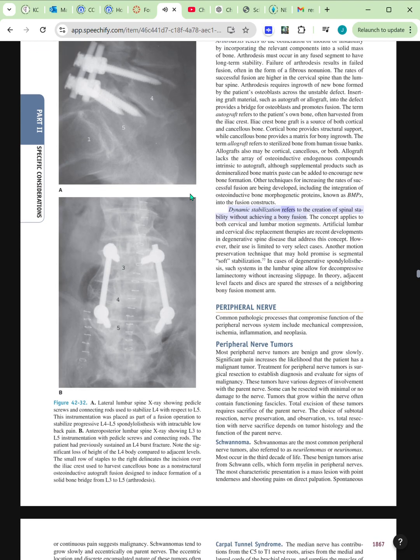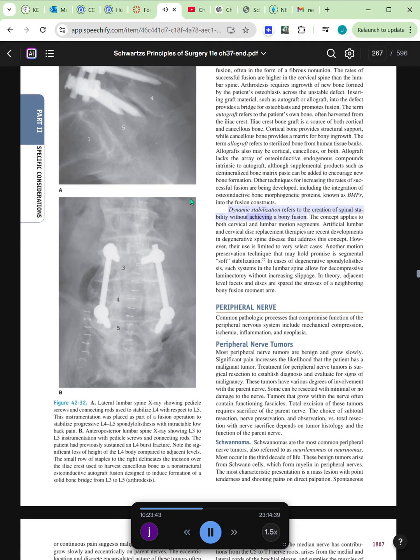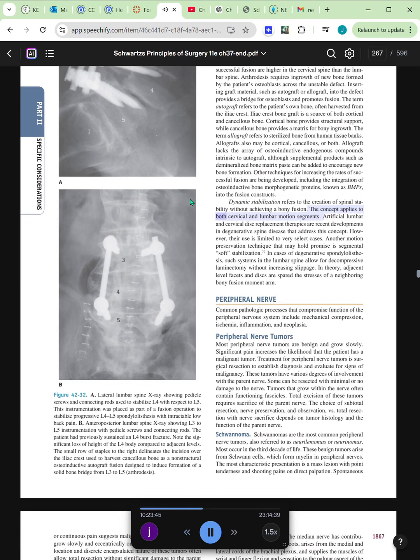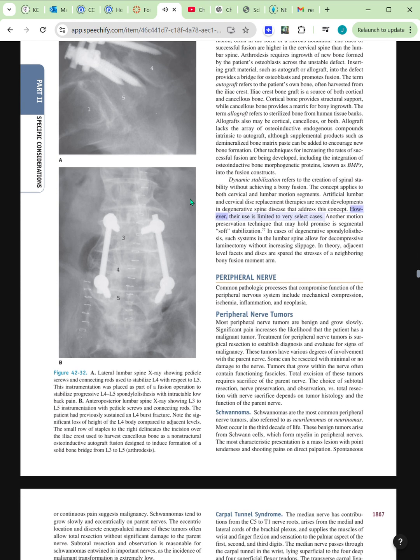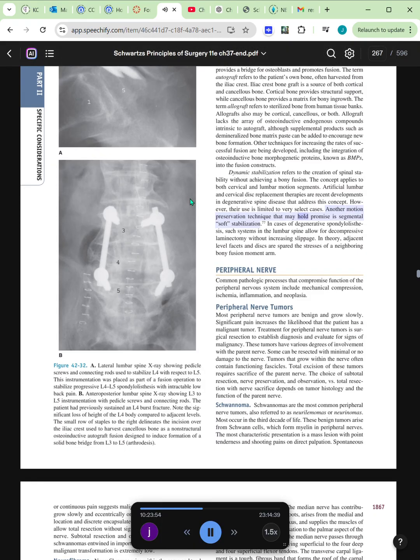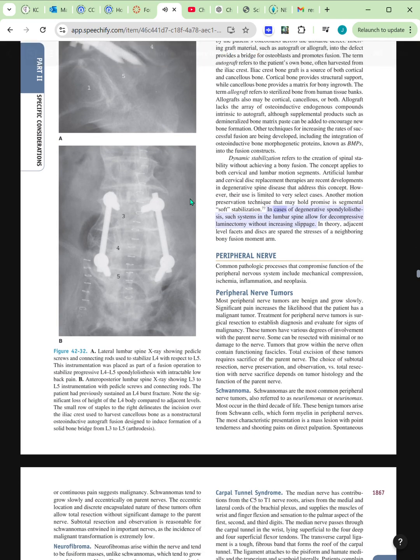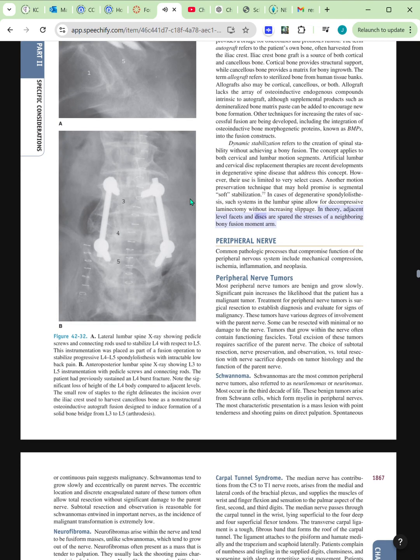Dynamic stabilization refers to the creation of spinal stability without achieving a bony fusion. The concept applies to both cervical and lumbar motion segments. Artificial lumbar and cervical disc replacement therapies are recent developments in degenerative spine disease that address this concept. However, their use is limited to very select cases. Another motion preservation technique that may hold promise is segmental soft stabilization. In cases of degenerative spondylolisthesis, such systems in the lumbar spine allow for decompressive laminectomy without increasing slippage. In theory, adjacent level facets and discs are spared the stresses of a neighboring bony fusion moment arm.